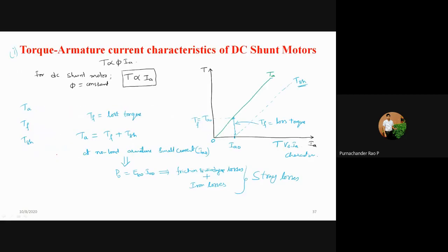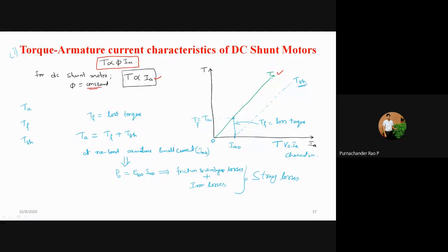So we have finished the torque versus armature current characteristics of a shunt motor. In a shunt motor, the torque is proportional to Ia only, because the flux is a constant parameter, and therefore the torque is proportional to Ia. So it is a direct linear relationship. This green line indicates the characteristics of a DC shunt motor for the torque versus armature current.